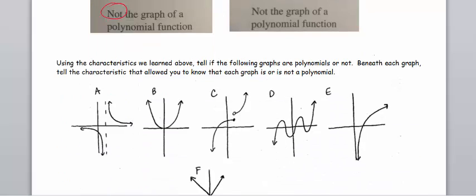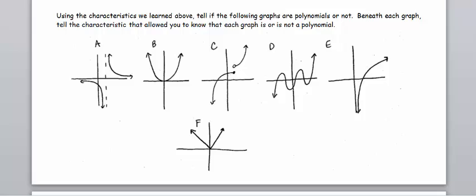So we have a couple examples that I've drawn down here, and we're going to try to determine if they are or are not a polynomial function. And once again, I want you to focus on 2 words. Are they smooth? And second, are they continuous? Those are the 2 questions that you're going to have to ask yourself.